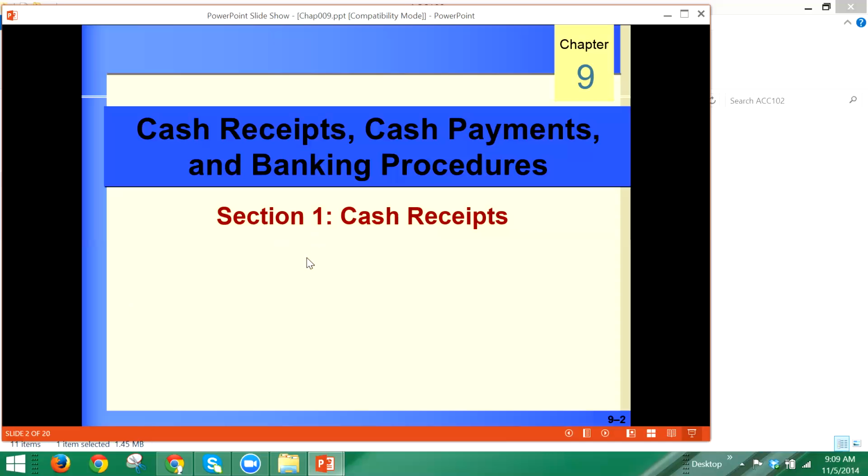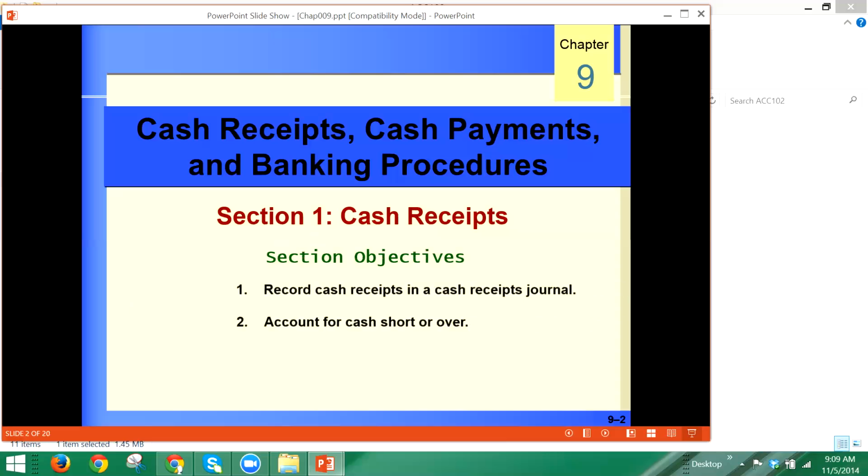So let's start with Section 1, Cash Receipts. And our objective today is to record cash receipts in a cash receipts journal. Then we're going to account for cash short or over. And then we're going to post the cash receipts journal to the subsidiary and general ledgers.